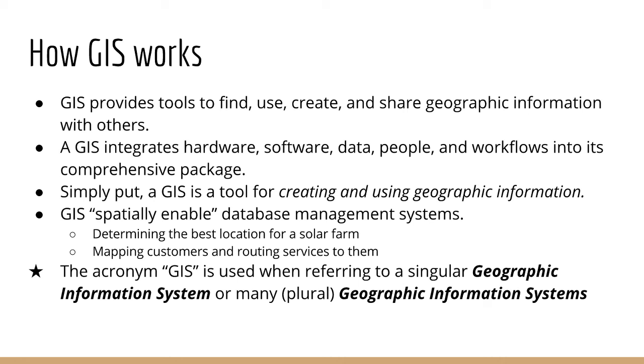So simply put, a GIS is just a tool for creating and using geographic information. That's it. That's a pretty straightforward definition. The second bullet there is what we used to say more often, a tool that integrates hardware, software, data, people. I like the third bullet down there. It's just a tool for creating and using GIS data. Right, that's all it is. And the GIS data is a big part of it. So it's a spatially enabled database management system.